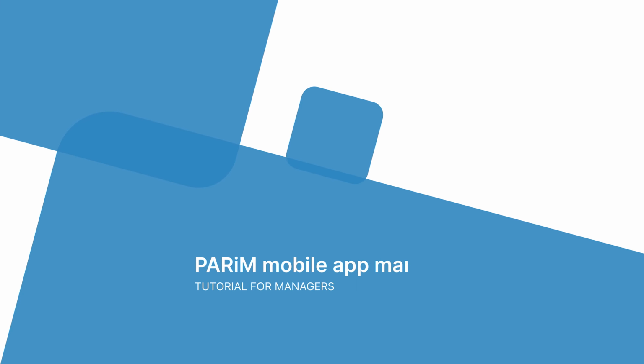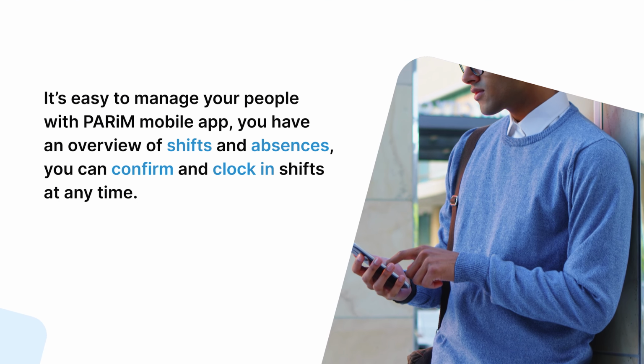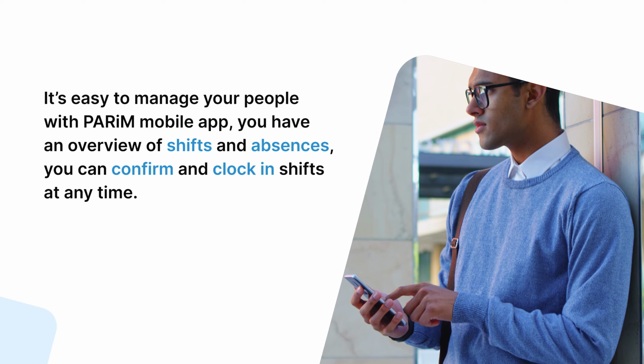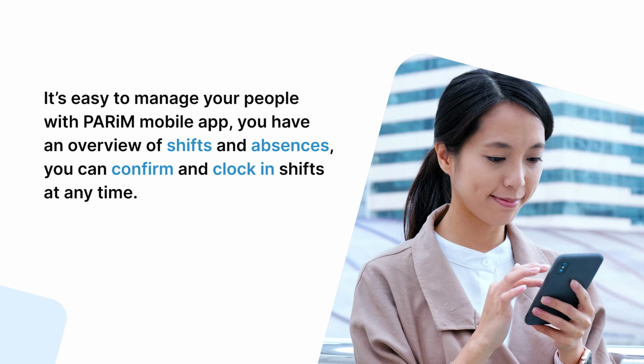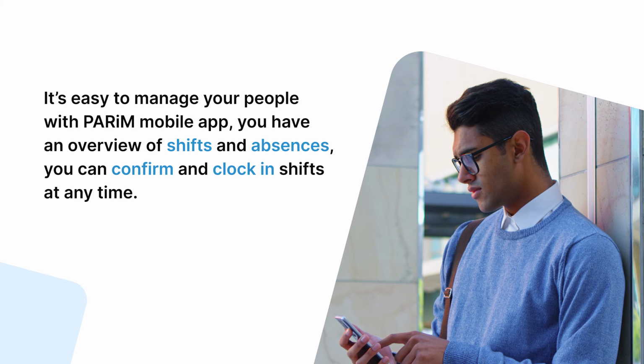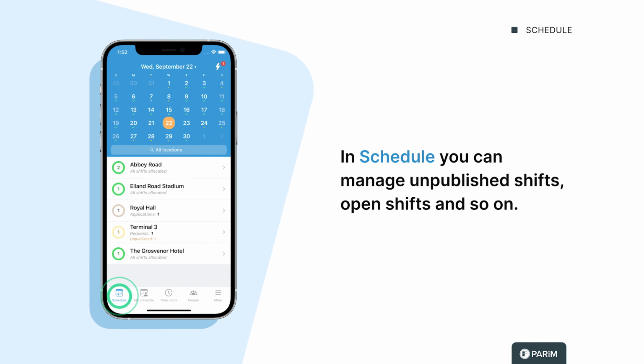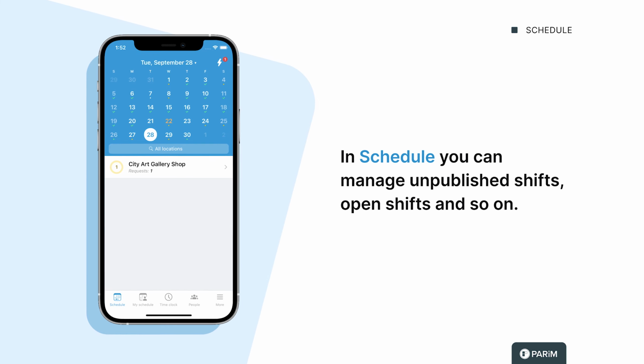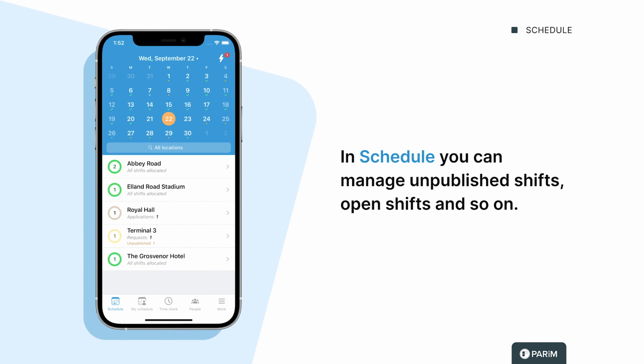PARiM Mobile App Management. It's easy to manage your people with PARiM Mobile App. You have an overview of shifts and absences. You can confirm and clock in shifts at any time. In the schedule, you can manage unpublished shifts, open shifts, and so on.